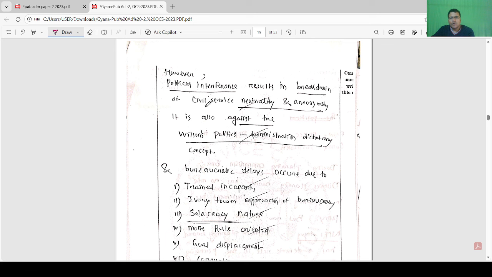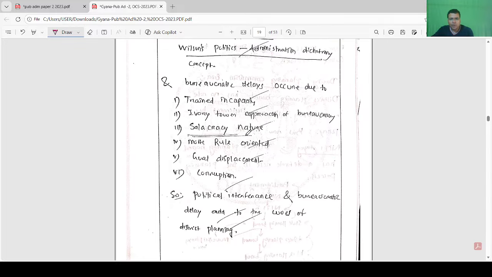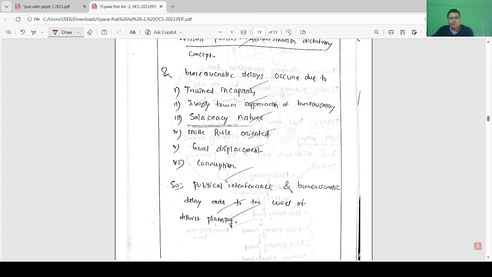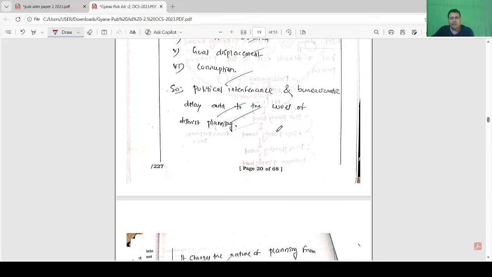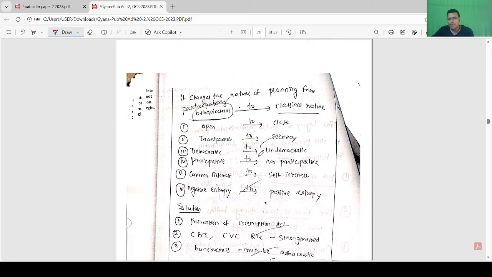However, political interference resulted in breakdown of civil service neutrality and anonymity. It is also against Woodrow Wilson's politics-administration dichotomy. Bureaucratic delay occurred due to training incapacity. He has written criticism of bureaucracy, more rule-oriented, goal displacement. So political interference and bureaucratic delay result in ineffectiveness of district planning, and he has given a solution.